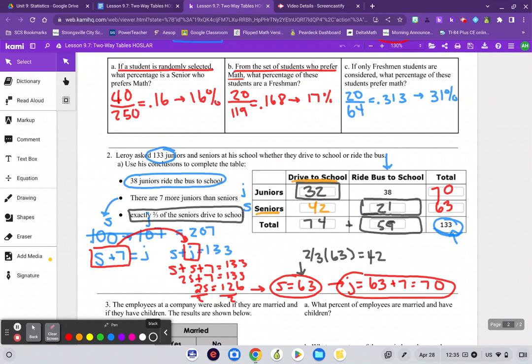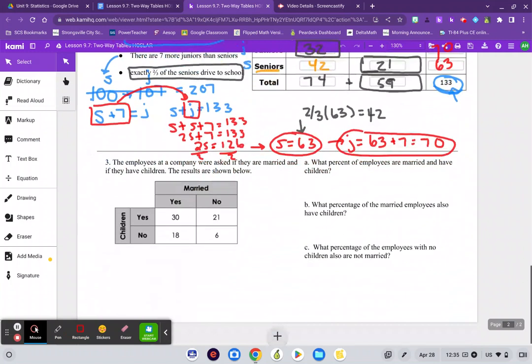So I wanted to talk about this one because, again, I have this idea of guessing and checking, and students can be successful with guessing and checking. But I still have to live by these rules that I created algebraically. Seniors plus 7 gives me the juniors, and combined, they have to add up to 133. So you can guess and check, or you can use algebra to solve.